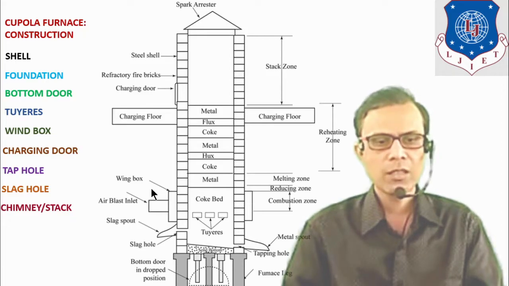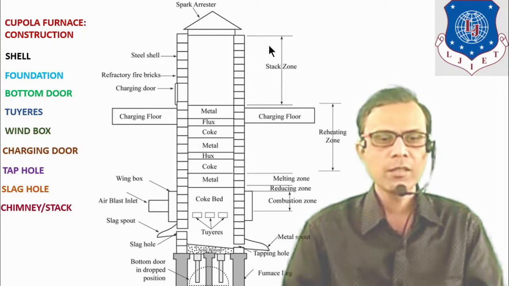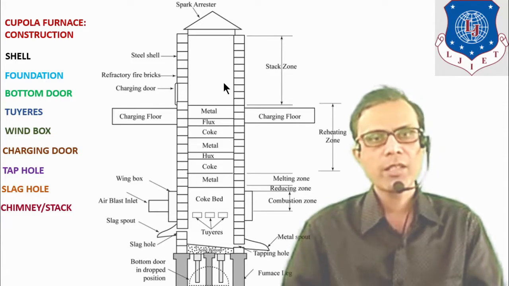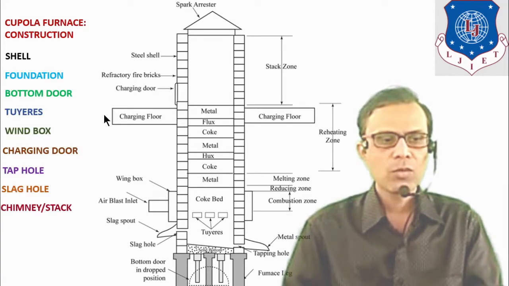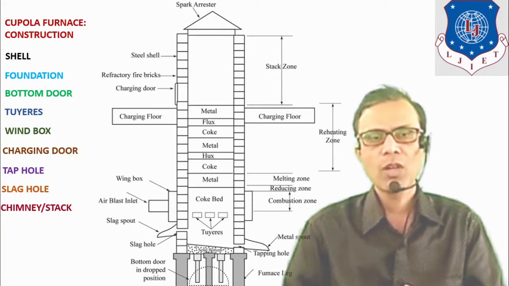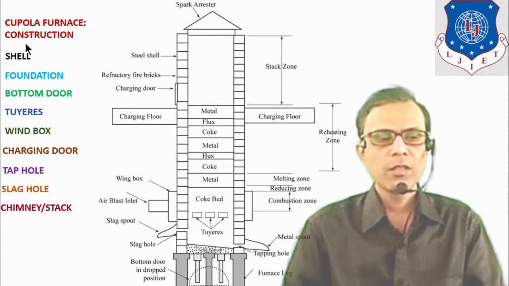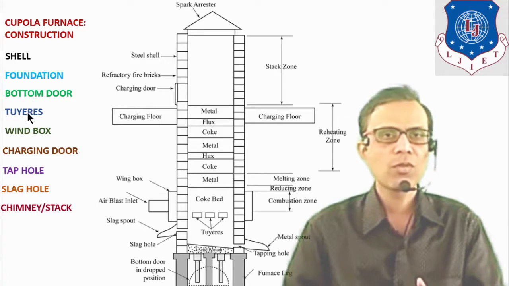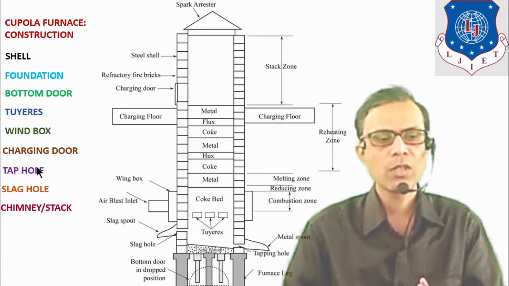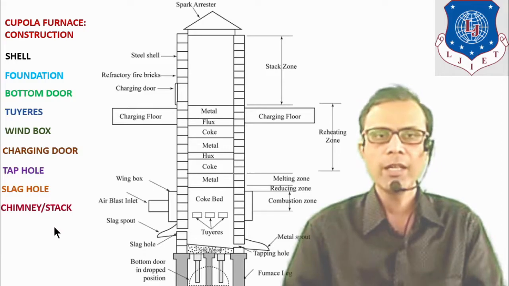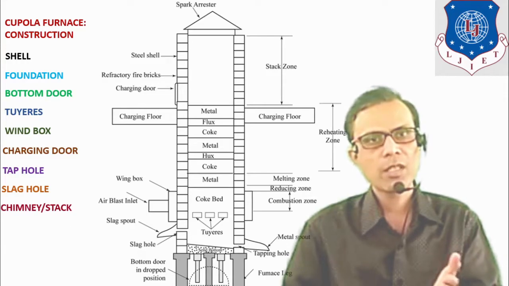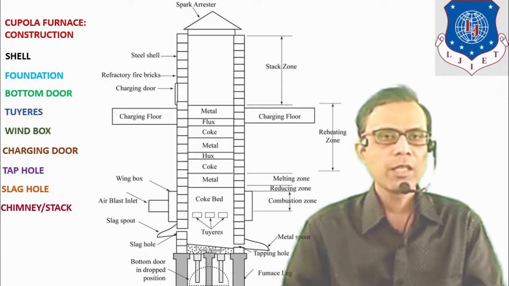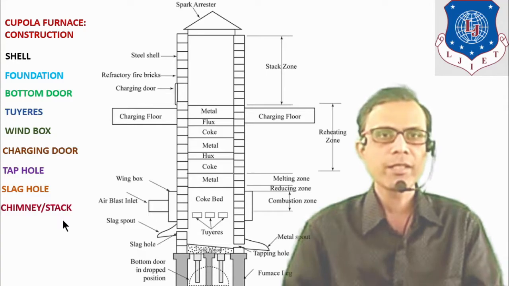Chimney or stack, the part is here. It is the uppermost part of the furnace. Exhaust gases can be removed by this chimney. So that is the construction of the cupola furnace. It consists of shell, foundation, bottom door, tuyeres, wind box, charging door, tap hole, slag hole and chimney, which is also known as a stack. The exhaust gases removed from this chimney are sometimes also known as stack gases.